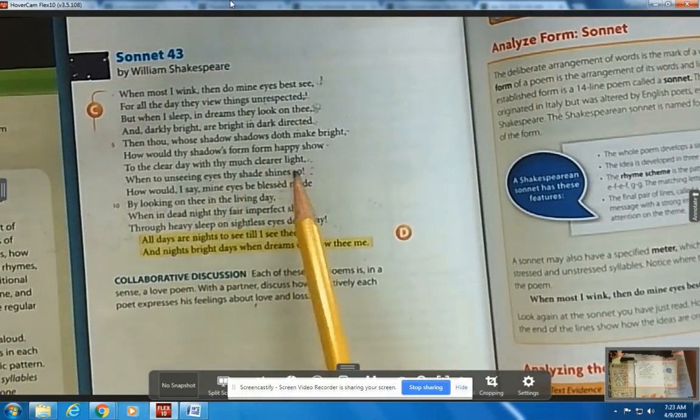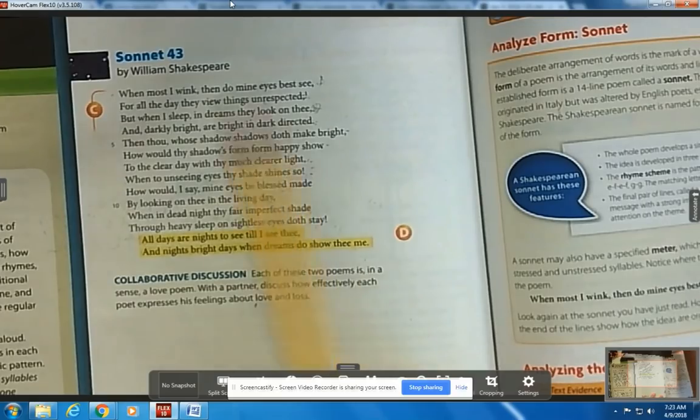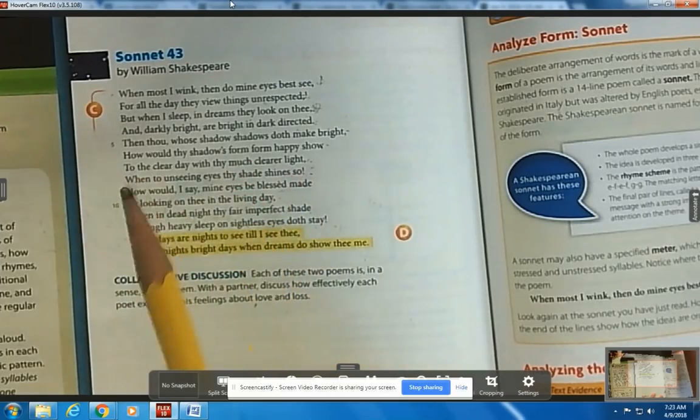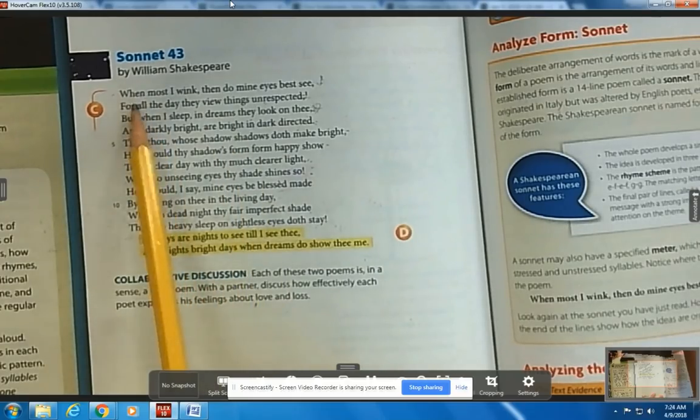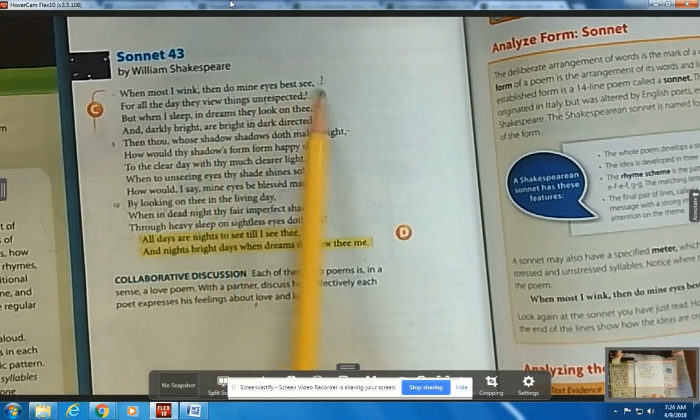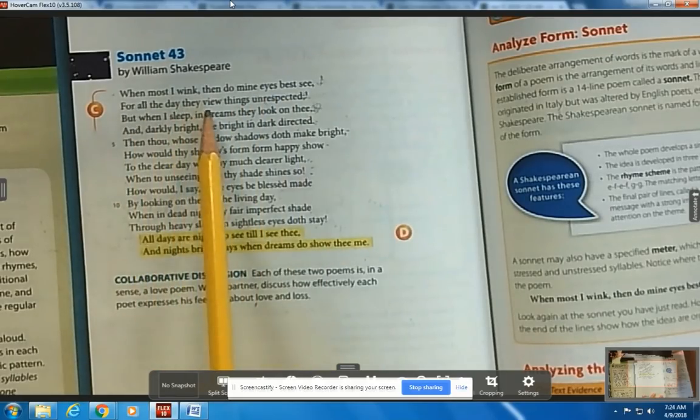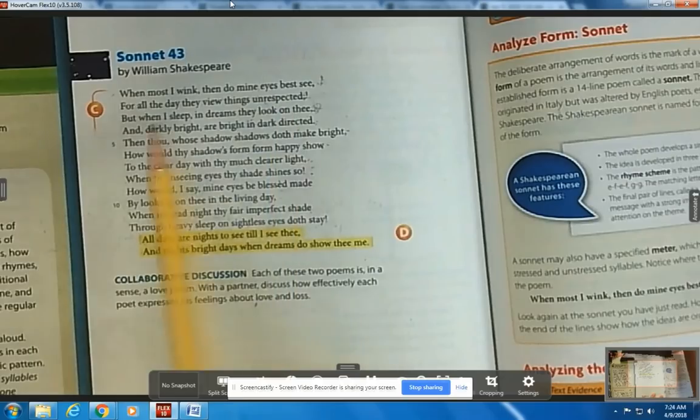To give you a little background, in this poem the author likes to use paradoxes, or statements that seem to be opposites, to showcase what life is like when his love is around versus what life is like when he's not with his love. I'll read it through. When most I wink, then do mine eyes best see, for all the day they view the things unrespected.